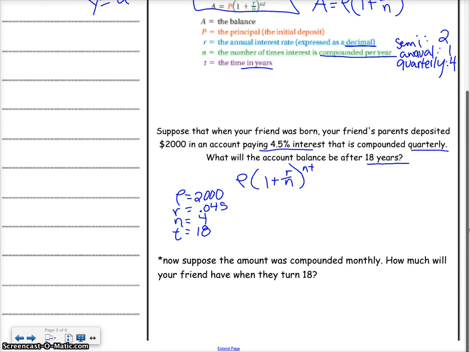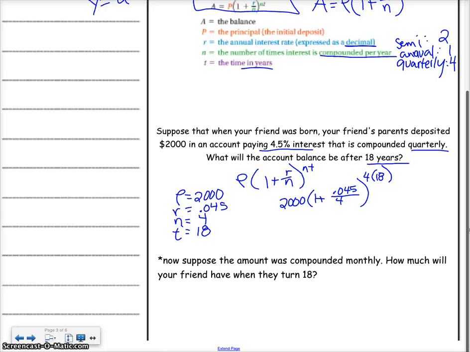Let's figure this out. It's going to look a little weird, but you can do it. So it's going to be 2,000 times 1 plus your interest rate over your compounds, to the compounds times your years. It's so pretty, don't you think? Order of operations tells me I need to figure out this quotient first. So in my calculator, I'm going to go 0.045 divided by 4. I like to just punch it all into my calculator.